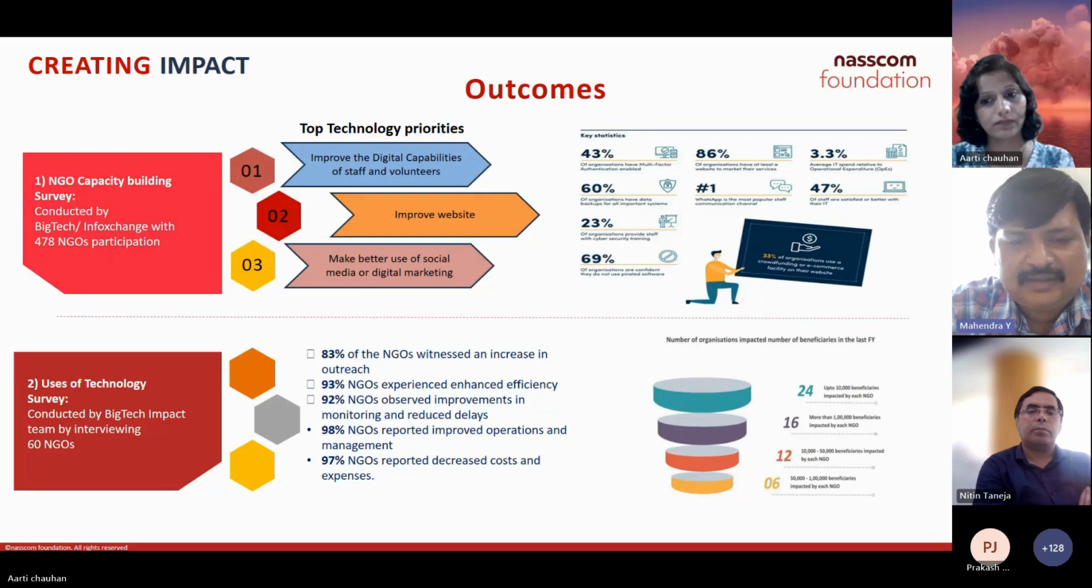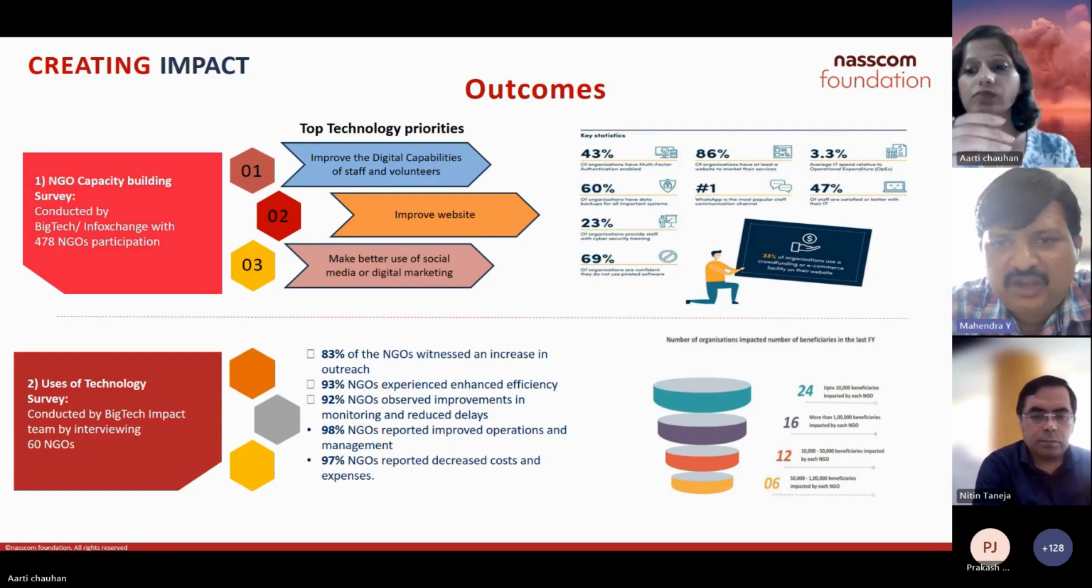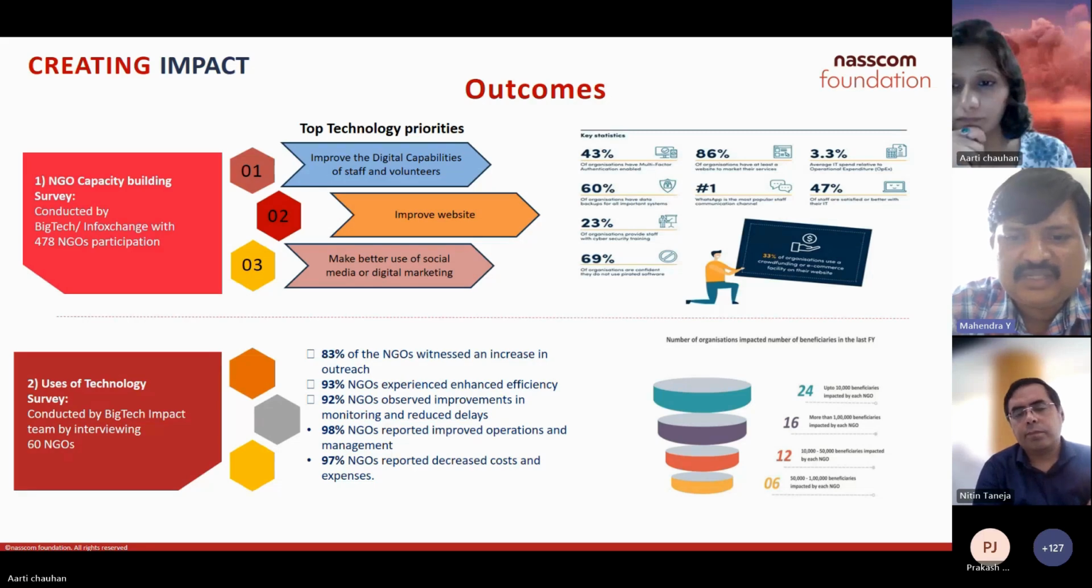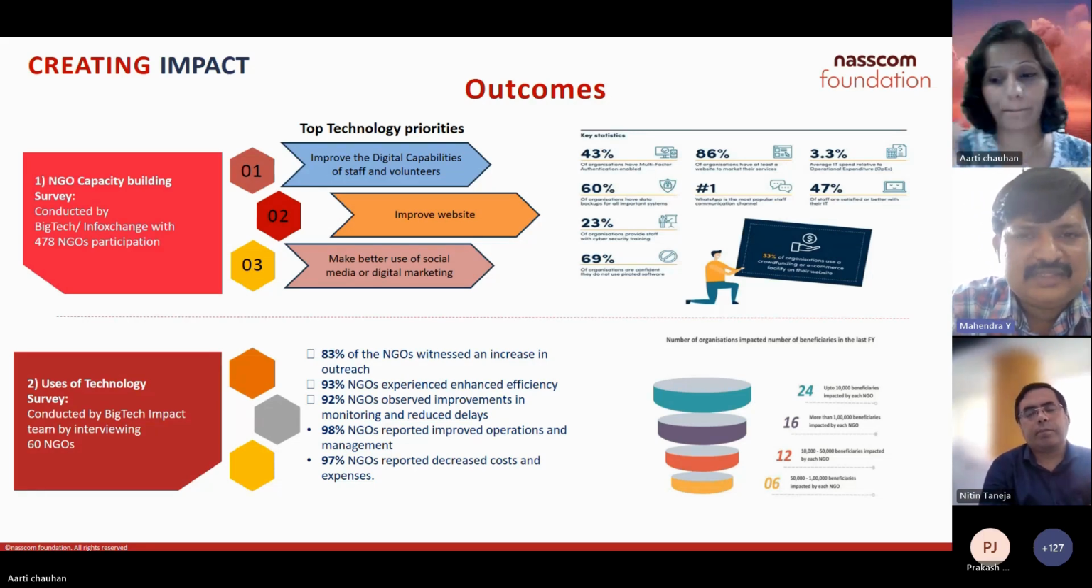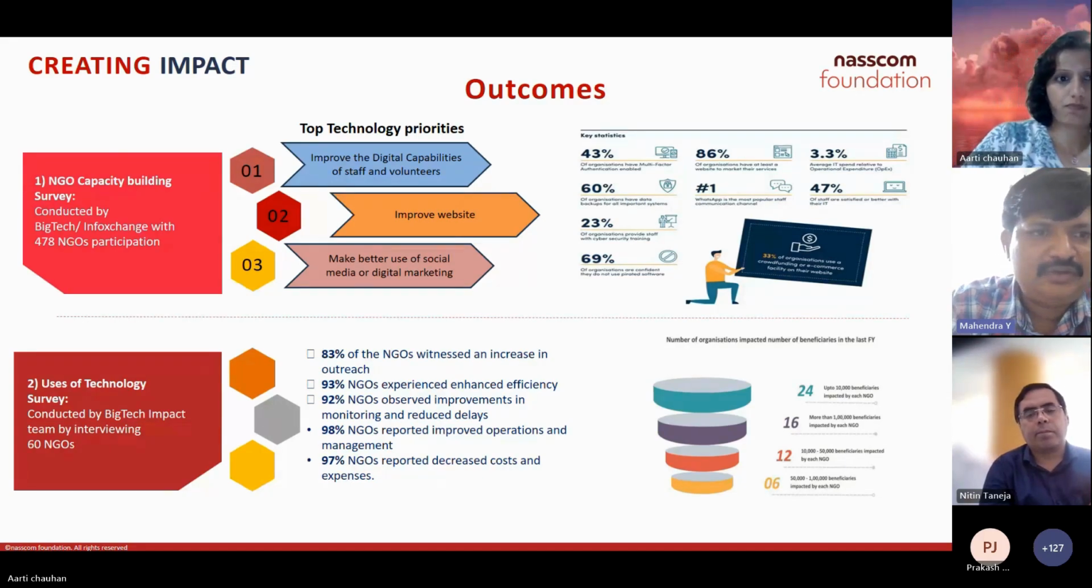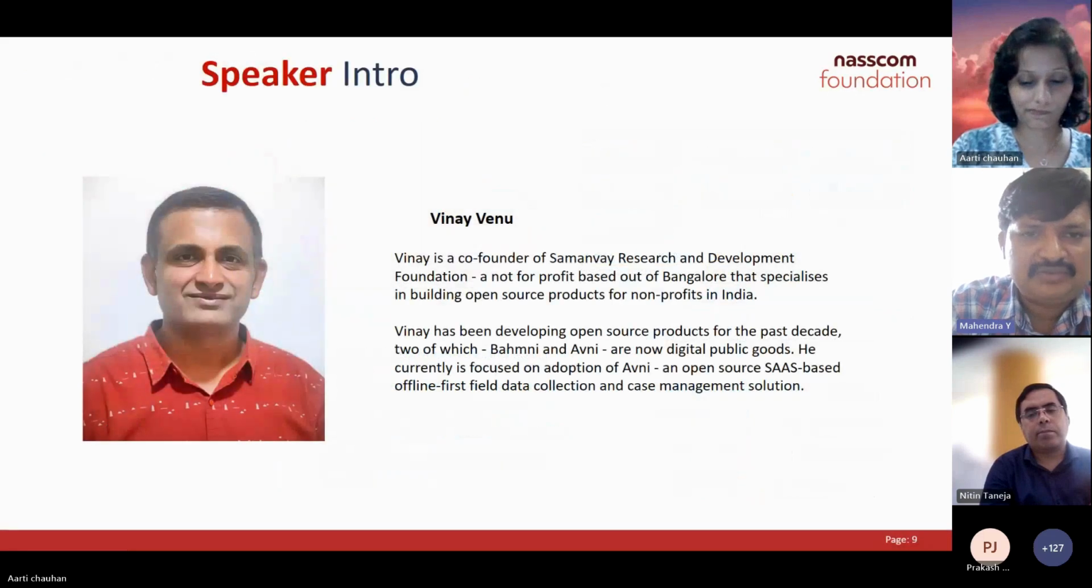On the right hand side, there's a quick snapshot which talks about how many beneficiaries the NGOs have. So 24 of the NGOs fall under 10,000 plus. There's a breakup of how many NGOs fall under which category in terms of the number of beneficiaries they are working with, right? So that's typically the impact which we have created so far.